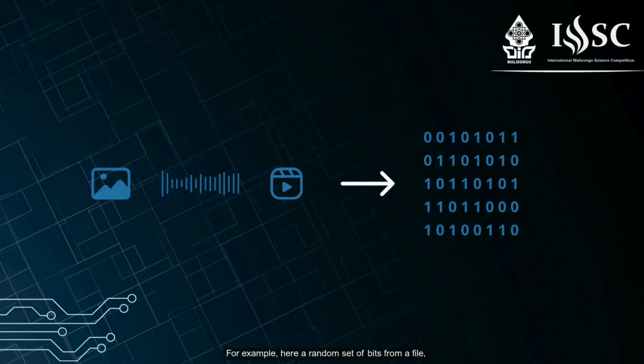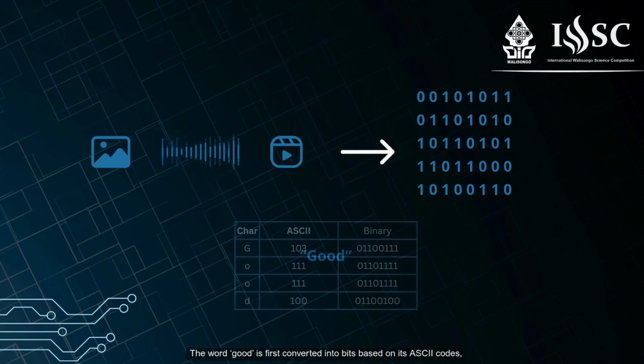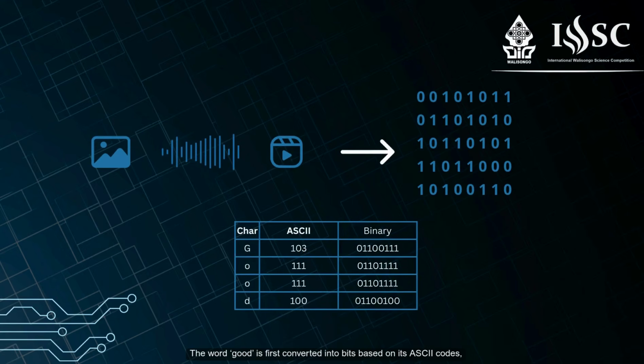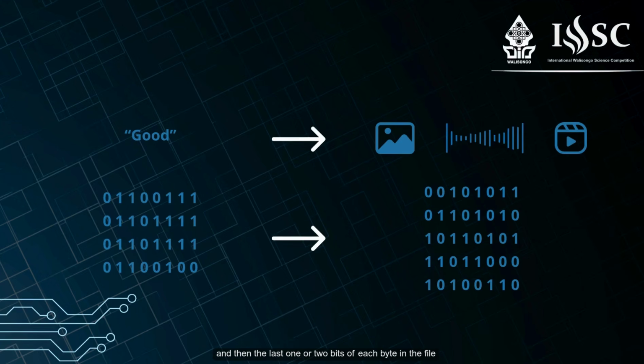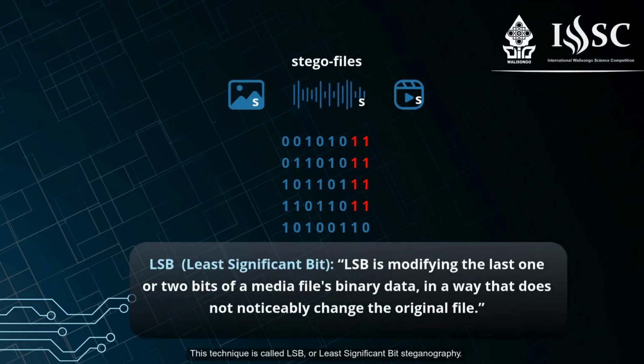For example, here is a random set of bits from a file, and we want to embed the word "code" into that file. The word "code" is first converted into bits based on its ASCII codes, and then the last 1 or 2 bits of each byte in the file are replaced with the bits of the word. This technique is called LSB, or least significant bit steganography.